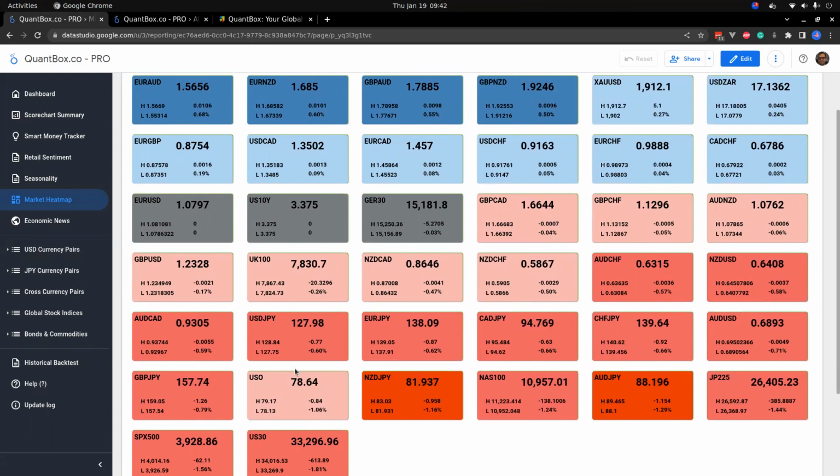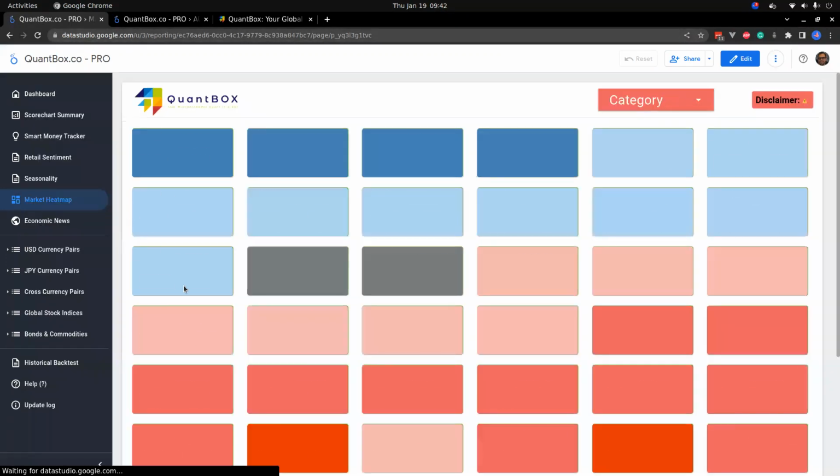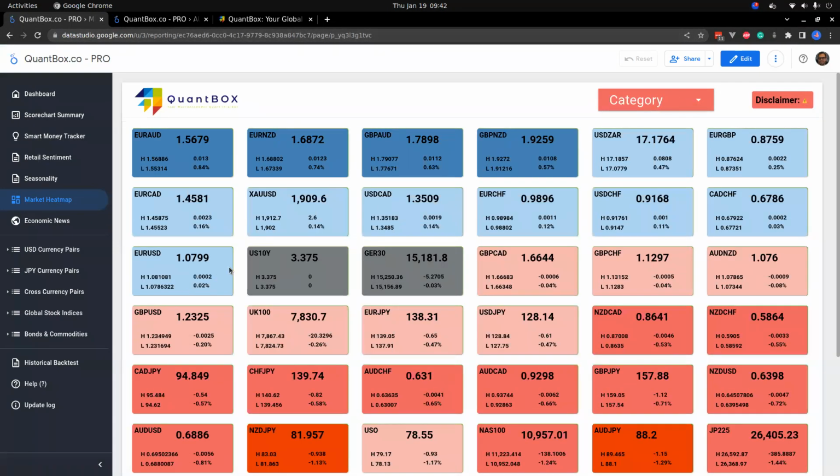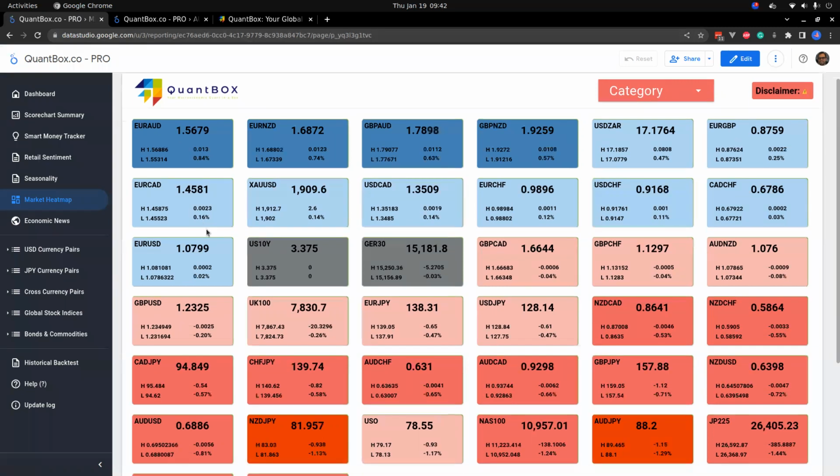This updates all the time. Just refresh the page though, okay? It's not a live feed, but if I refresh the page, this will change. Look. Give it a second. It's not on a live feed because of how Data Studio works on Google. You can see now those are all the same. USDZAR has now moved one down.